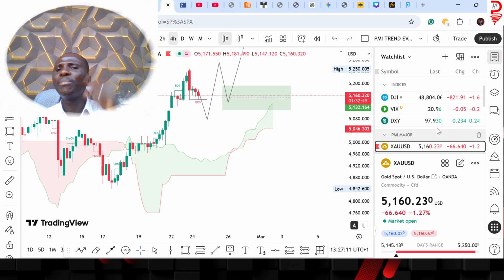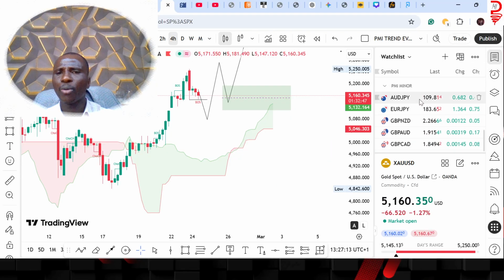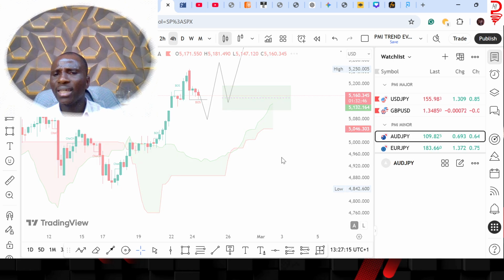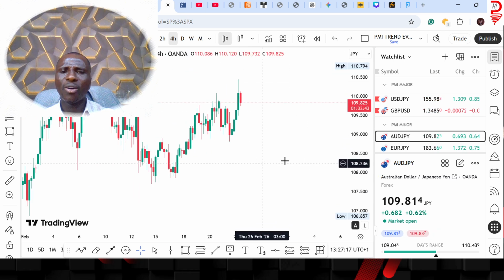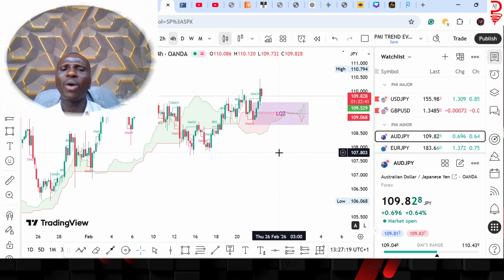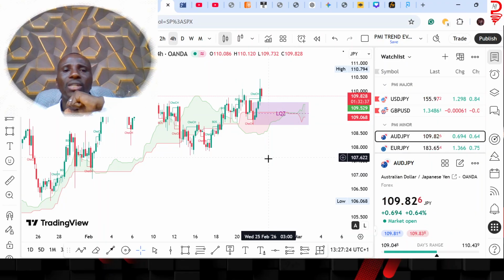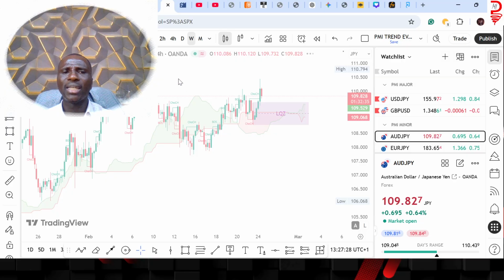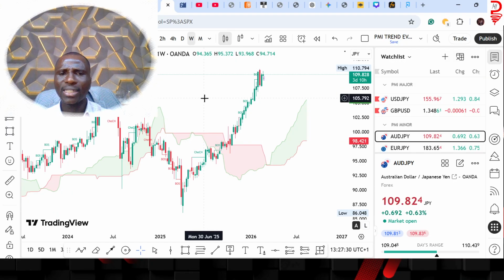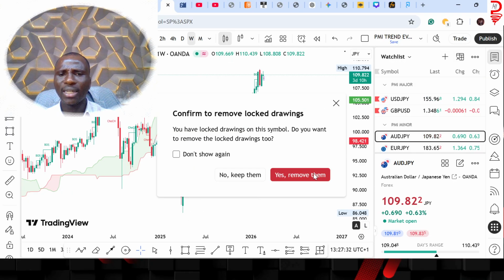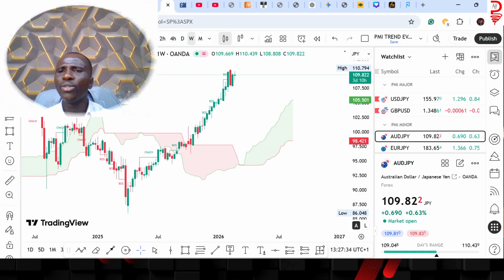So let me pick one asset from our minor. I think on AUD JPY, almost 6 out of our conditions have been met. We have 7 conditions, plus or minus. 6 out of the conditions have been met. So let's start our analysis. Let me just clear the chart. Let's start our analysis afresh. Let's see what we have on AUD JPY.